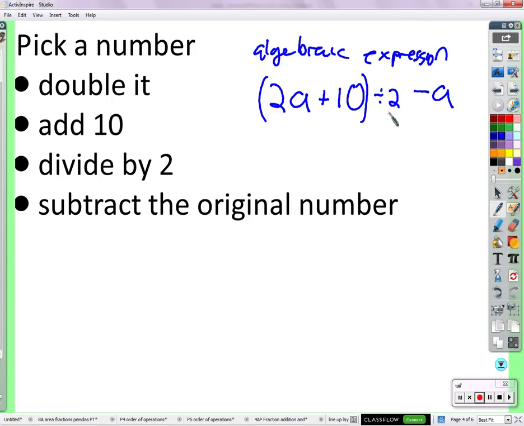Yeah. The distributive property has to do with multiplying parentheses by other things, multiplying, not dividing. Dividing also applies, but it's just easier to work with when we treat it like multiplication. So I'm going to multiply this by what? 1/2 instead of divide by 2. It's the same thing.